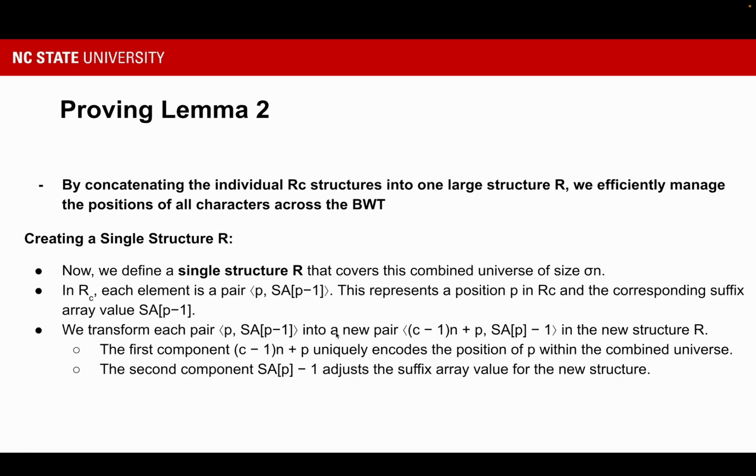So we're not dealing with a smaller structure. We can just store C, we can store N, and we can get the value of the position of the text for every single run in our Burrows-Wheeler transform using this newer structure.